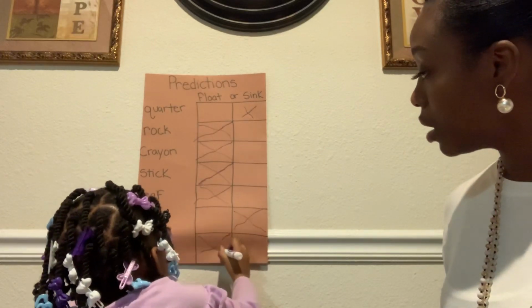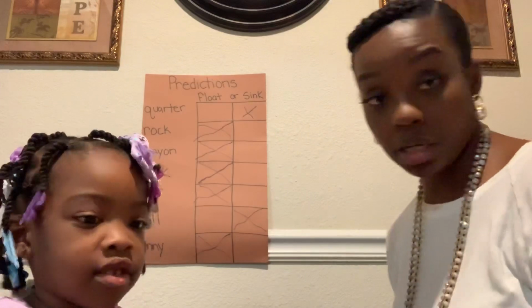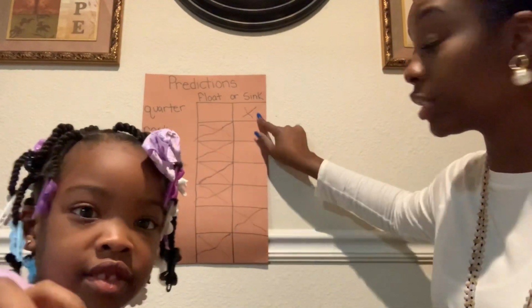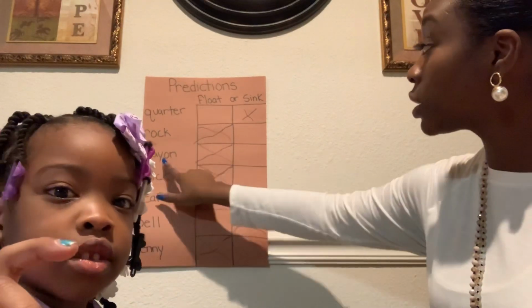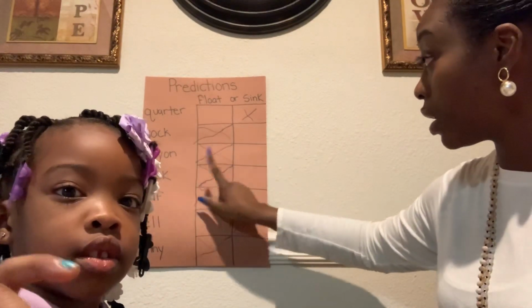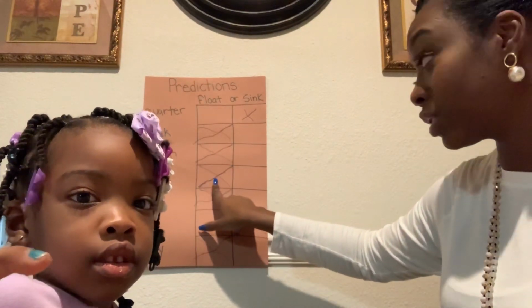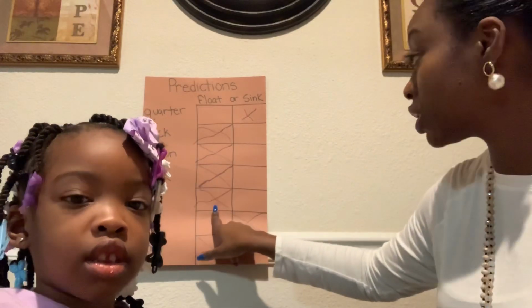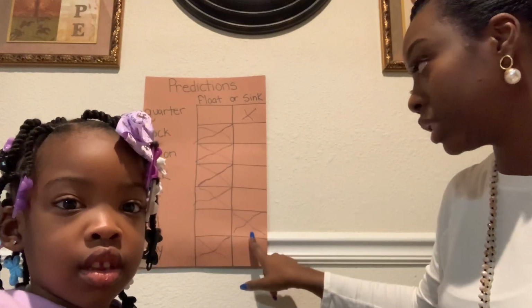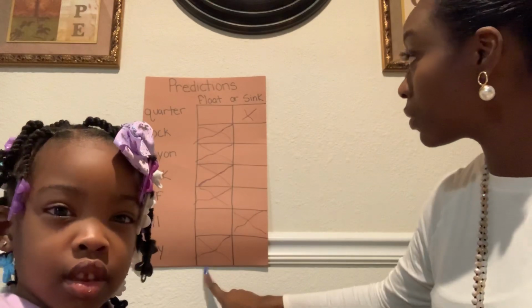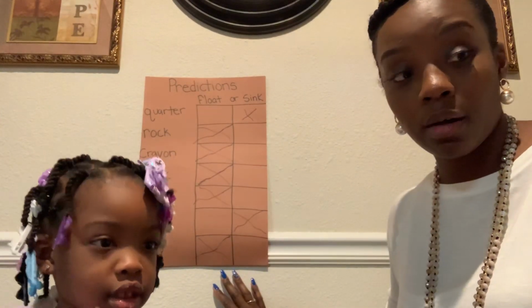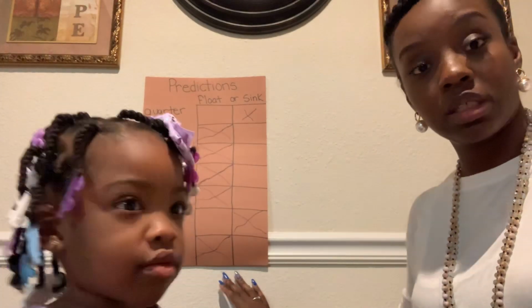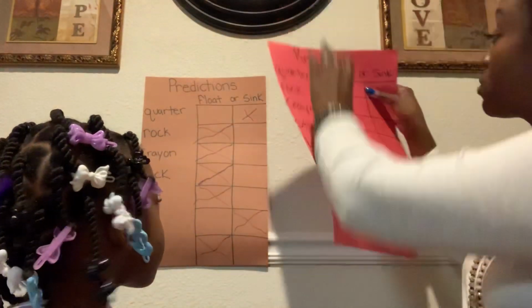Very good job. So, my friend here thinks that the quarter is going to sink. She believes that the rock is going to float. She believes the crayon is going to float. She believes the stick is going to float. And she believes the leaf is going to float. And the bell is going to sink. And the penny is going to float. So right here are all of our predictions. Right now, we're going to test out our predictions and see if she was right or not.